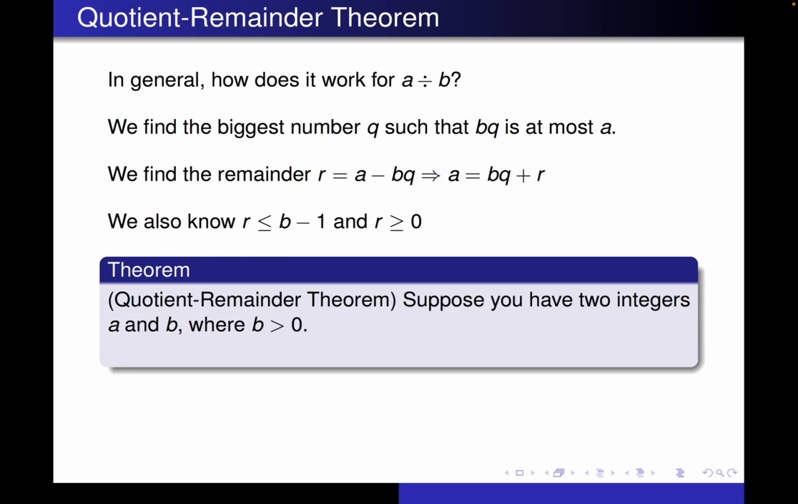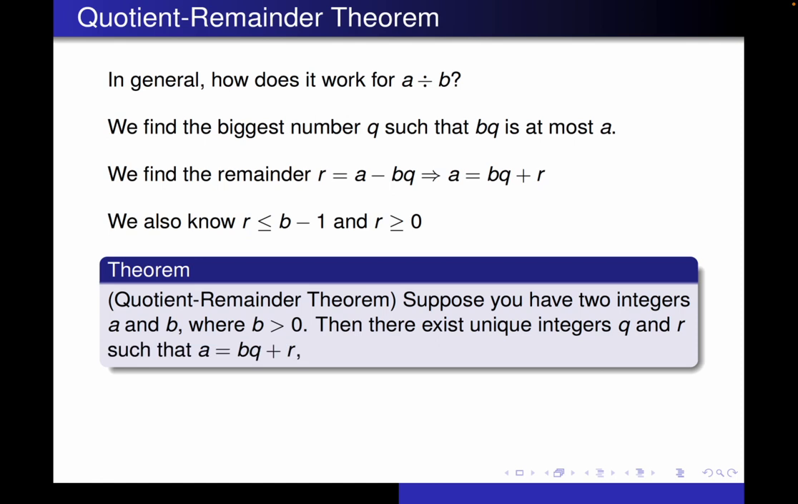So our quotient-remainder theorem basically tells us we can always do this and we always get a well-behaved remainder. In other words, if we have any two integers, A and B, where B is positive, then there exist unique integers Q and R, Q being our quotient, R being our remainder, such that A is equal to BQ plus R, where R is at least 0 and R is no bigger than B minus 1. So in other words, our R is not negative and our R is smaller than B.